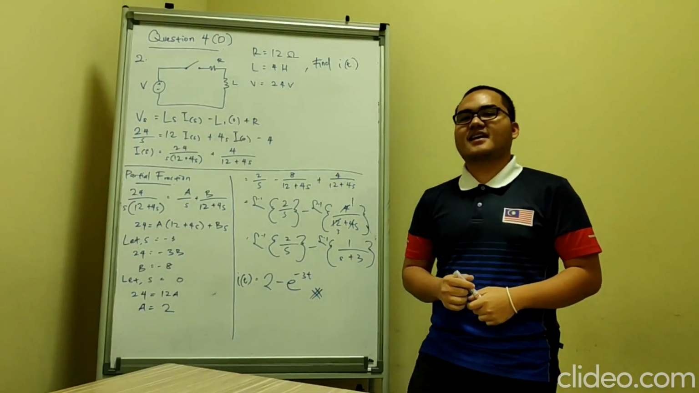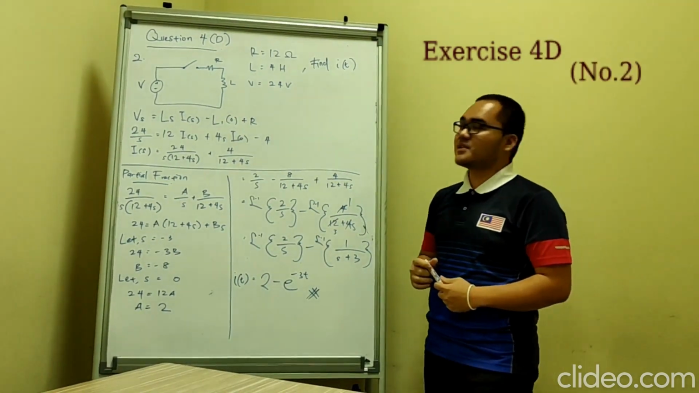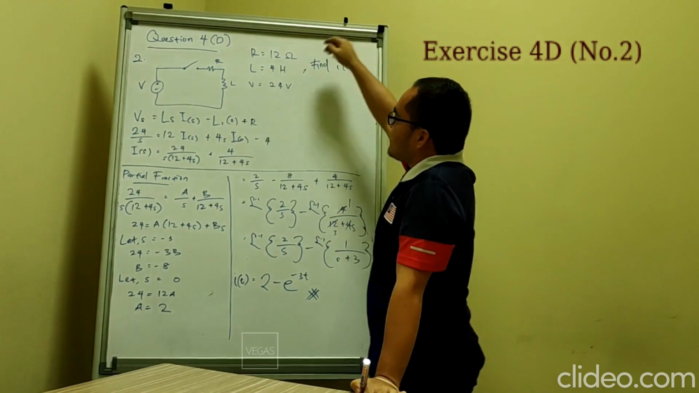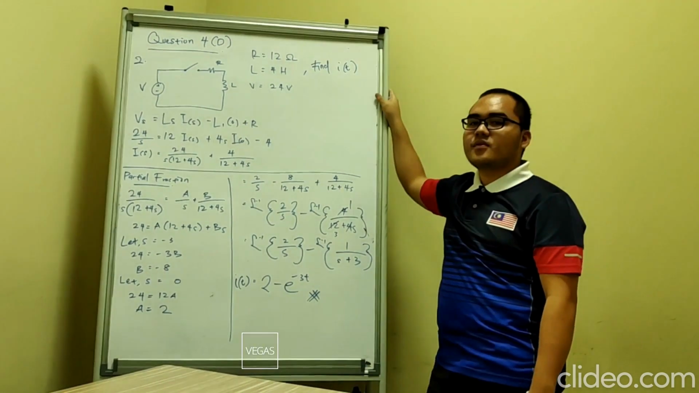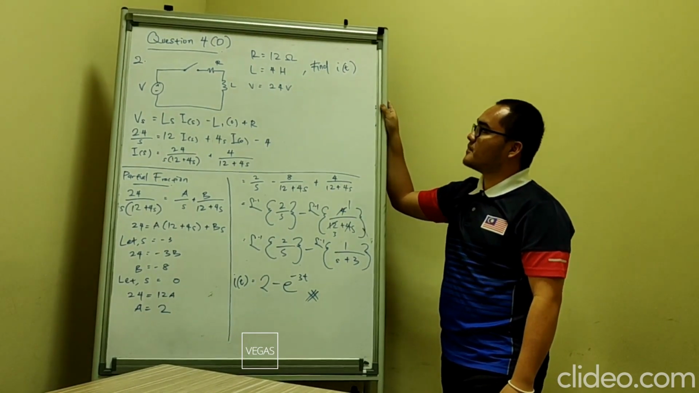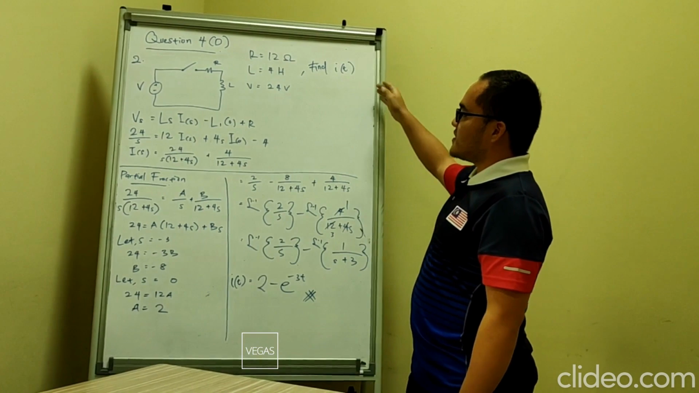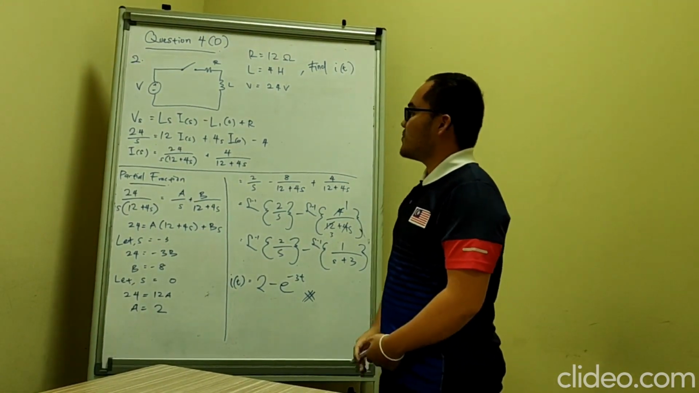My name is Almaeldoe and I will explain question number 2. Okay, this is the circuit, and the value for V is 24 volts, R is 12 ohms, and L is 4 henries. The question needs us to find the current in the time domain.